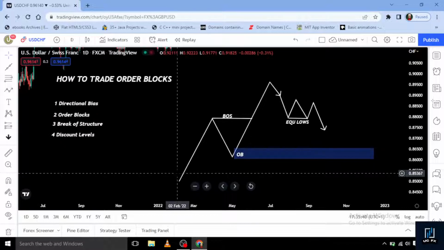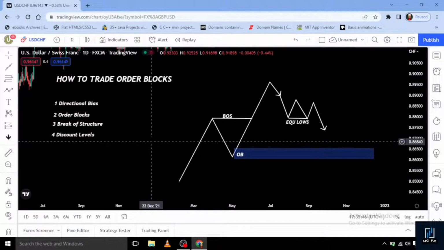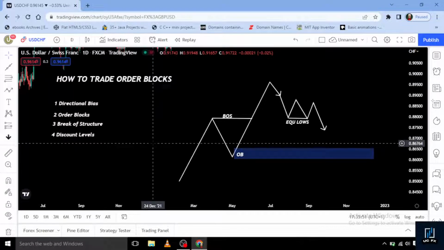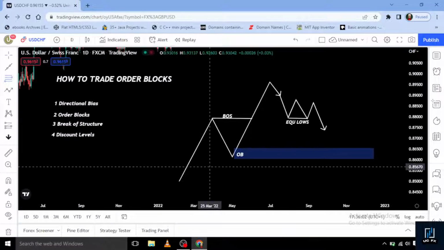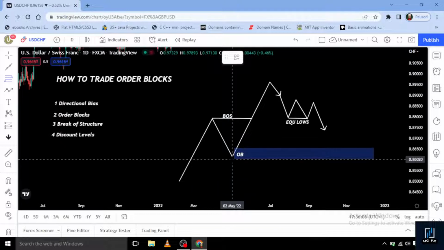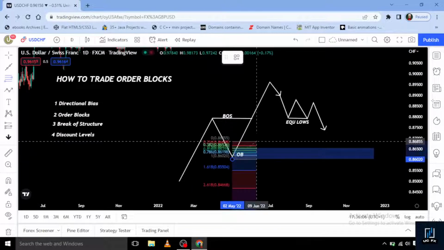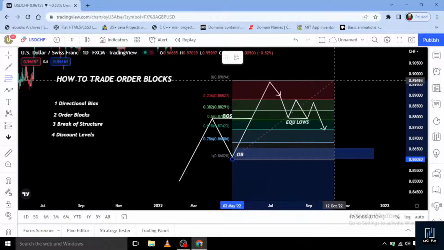And we have our discount levels as 0.618 and 0.786 of the Fibonacci tool. So let me show you that. 0.5 is actually equilibrium, and anything above 0.5 is called premium price. So you will take your Fibonacci tool, drag it from your order block to these highs.